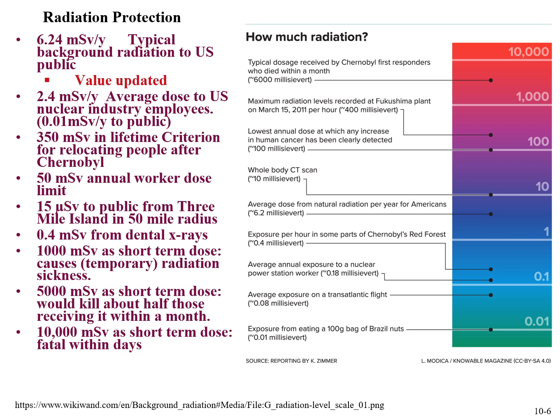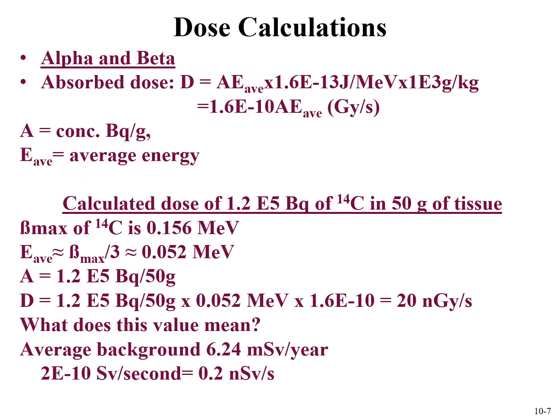And this is a method for determining relative intensities of different radiation doses. One can perform dose calculations knowing information related to the average particle energy and its activity. If one wants to use the dose in grays per second, this equation here transforms to a very simple equation where you get 1.6 times 10 to the minus 10 A, which is the concentration in becquerels per gram, times E, which is the average energy. This equation is for alpha and beta.